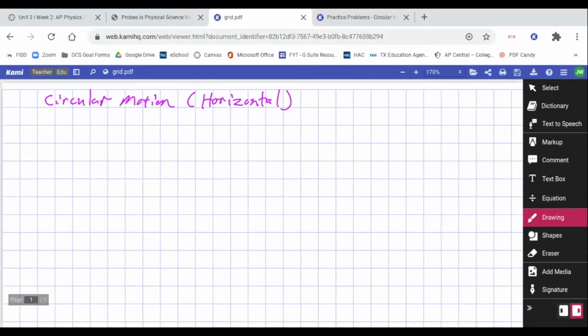Okay. Now, if we go back just a little bit, we can remember that Newton's second law told us the sum of forces, or net force, same thing, is equal to mass times acceleration. And what we're going to add to that today is centripetal force is equal to mass times centripetal acceleration, where that little sub C is equal to centripetal.